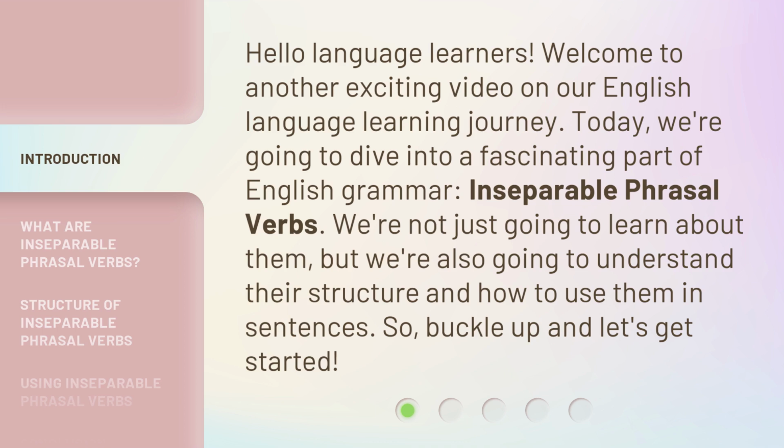Today, we're going to dive into a fascinating part of English grammar: inseparable phrasal verbs. We're not just going to learn about them, but we're also going to understand their structure and how to use them in sentences. So, buckle up and let's get started.